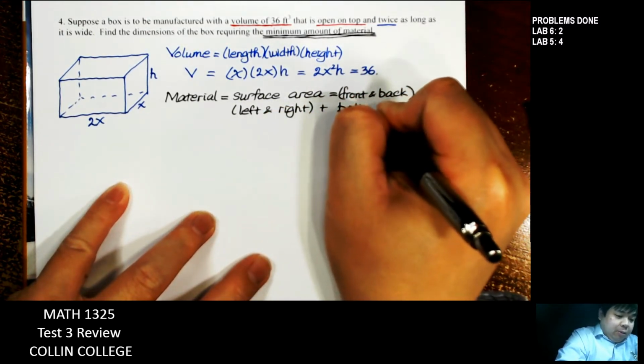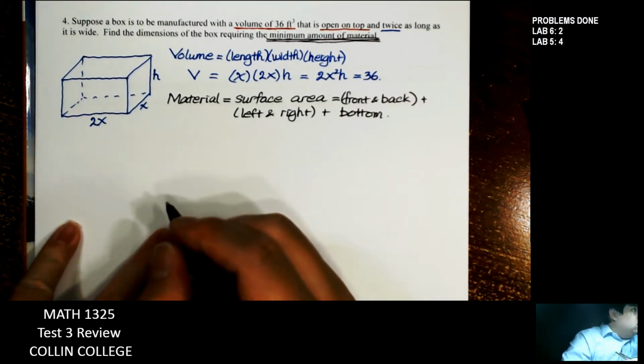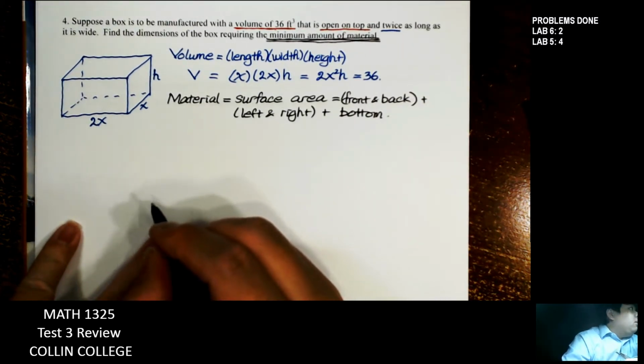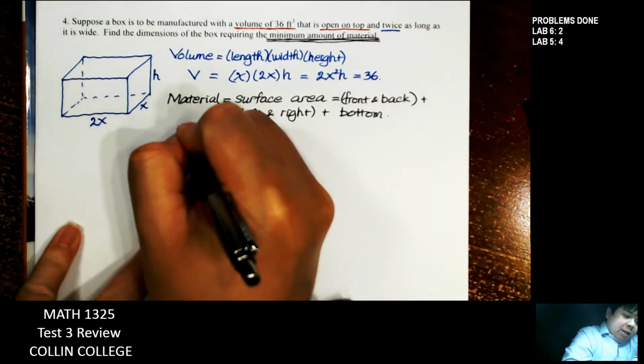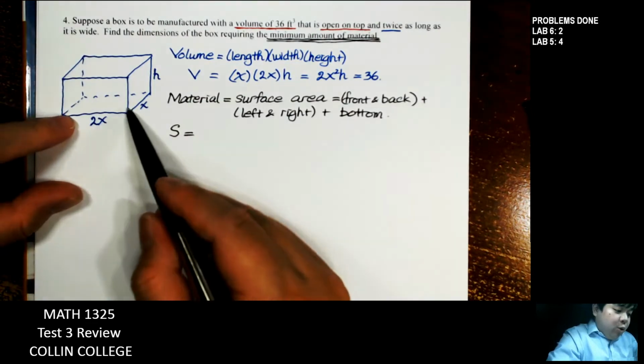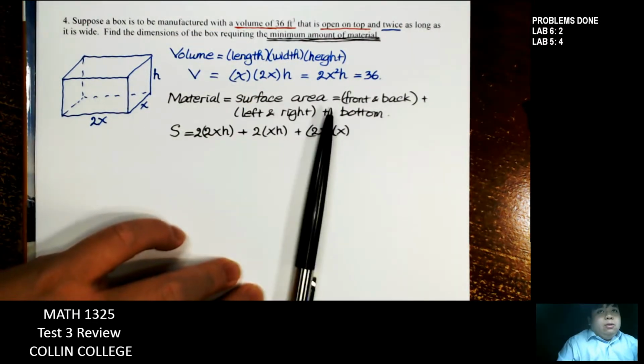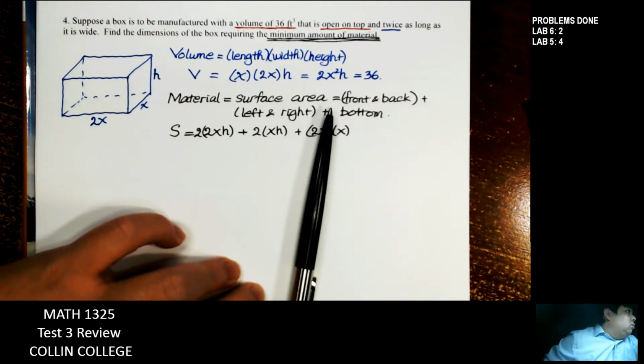So again, front and back, left and right, and the bottom. If we're going to write out the surface area, front and back we have 2x times h.